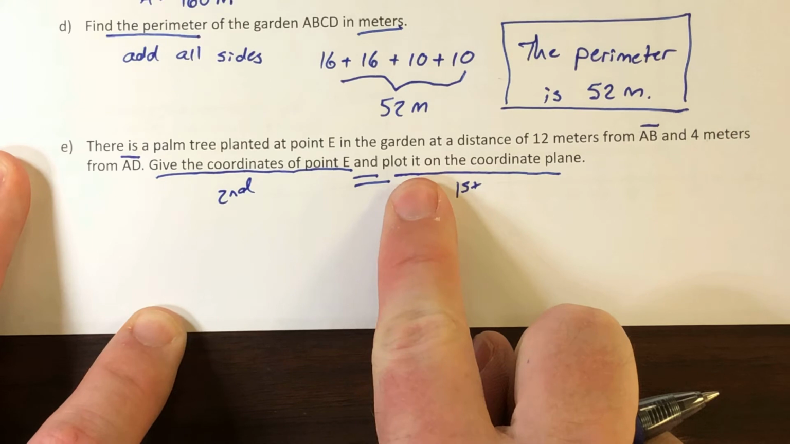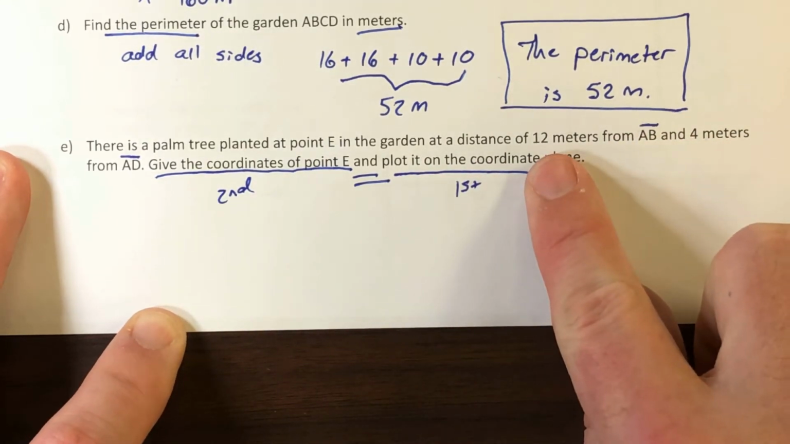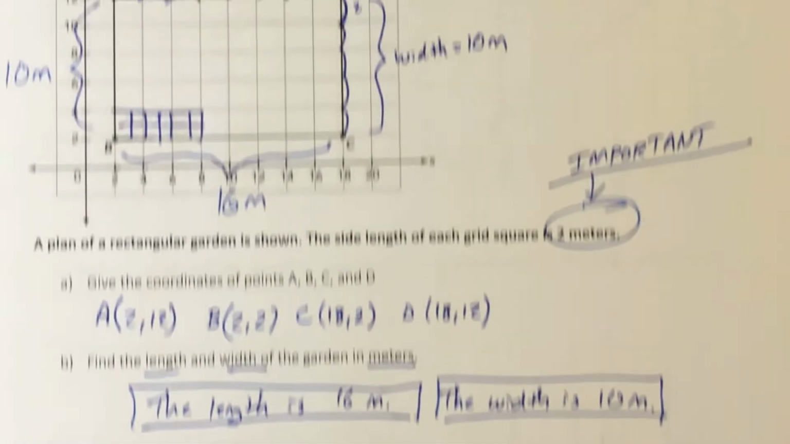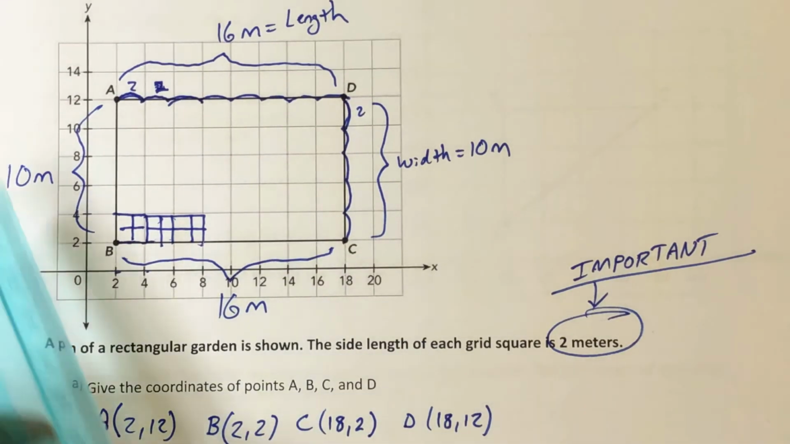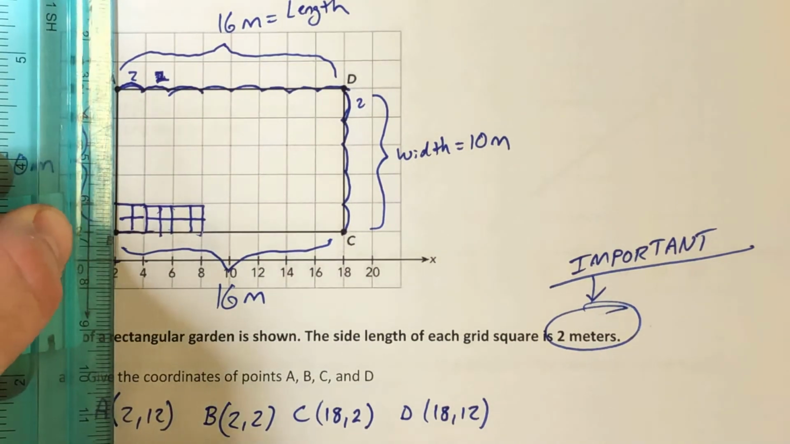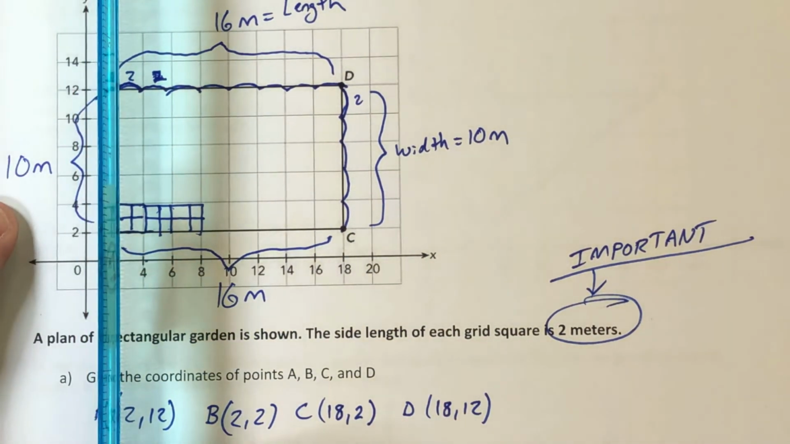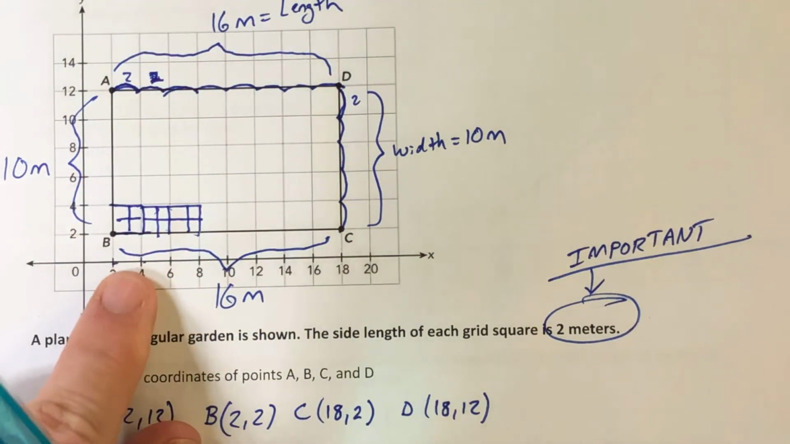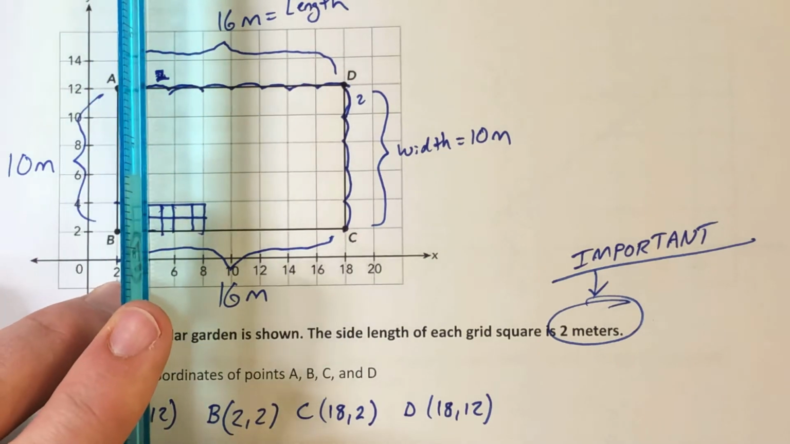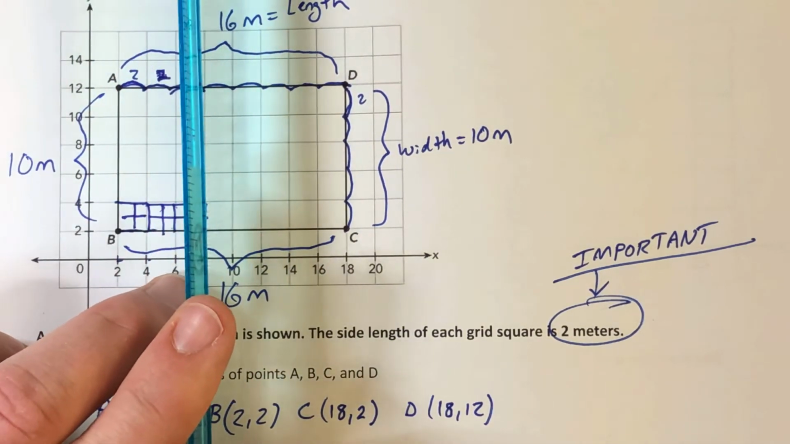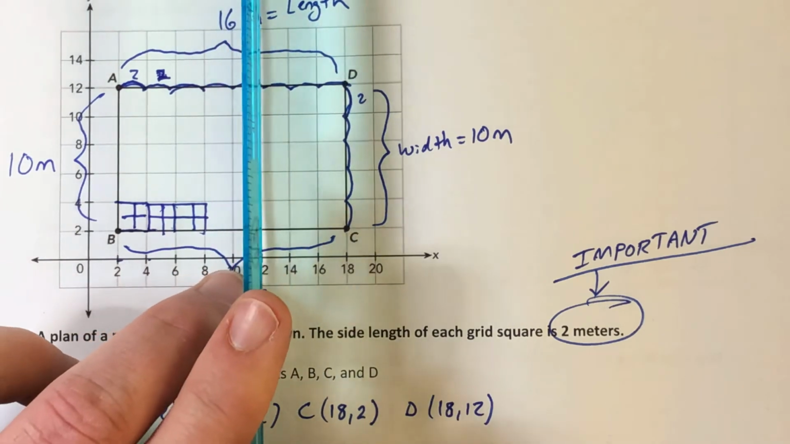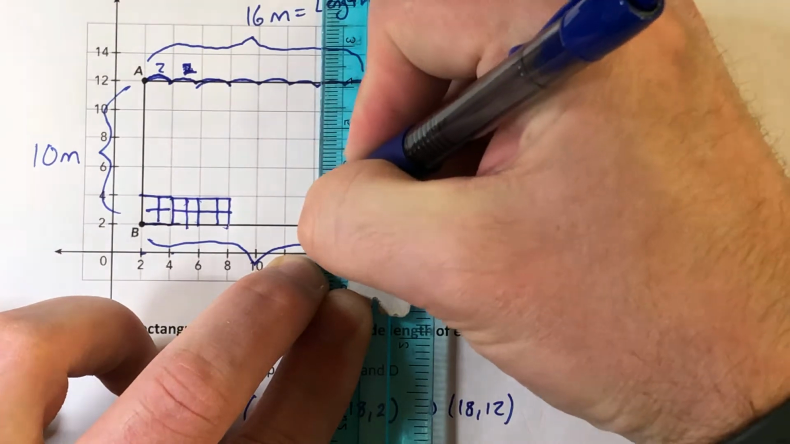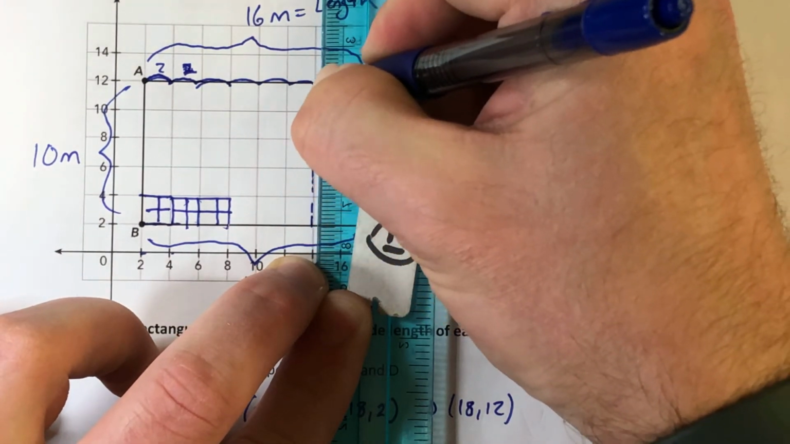So first, let's plot it. So we're going to have to find it. Their directions say it's 12 meters from line AB. So line AB is on the west side. We're going to go 12 meters. So don't forget, this counts by 2. So 2 meters, 4 meters, 6 meters, 8 meters, 10 meters, 12 meters away. So that palm tree is somewhere on this line right there.